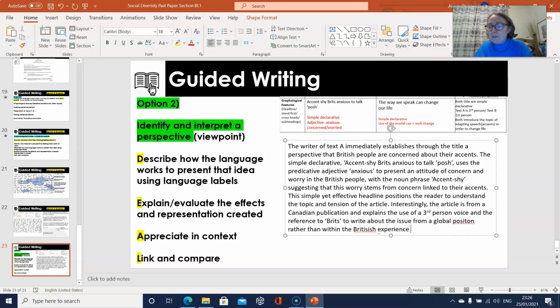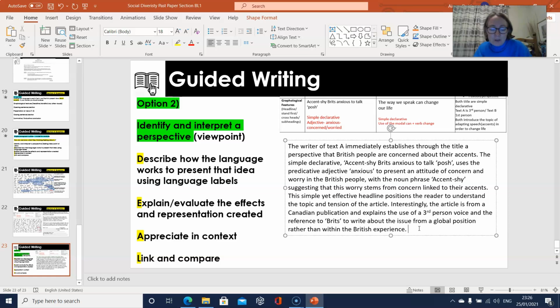Now I'm being a bit Spinal Tap here. My paragraph's too much really. If I was in real exam conditions, this amount of detail would be unrealistic. But this is always the joy and curse when you're doing things online. You can go too big. I could have kept it simpler. But it just means I can nicely segue into my link and compare.